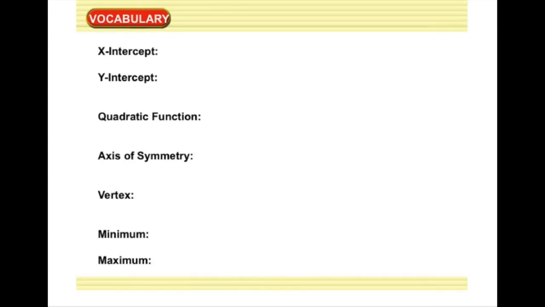Moving on to some vocabulary. We're going to start with the x and y intercept. I'm just going to check those off right away because we know those and they're in our notes from last class, from 2 classes ago. My apologies. The quadratic equation.